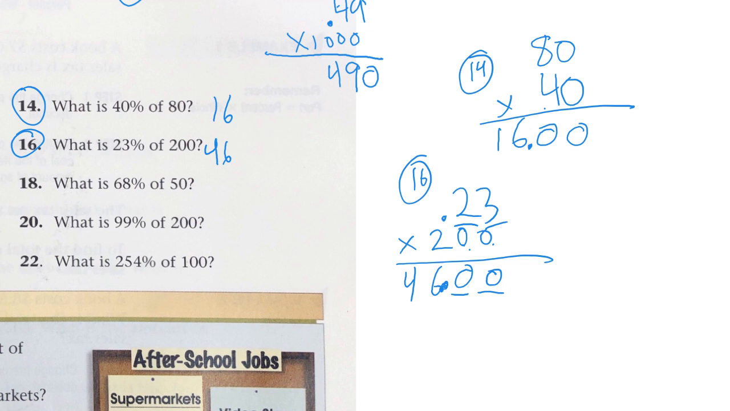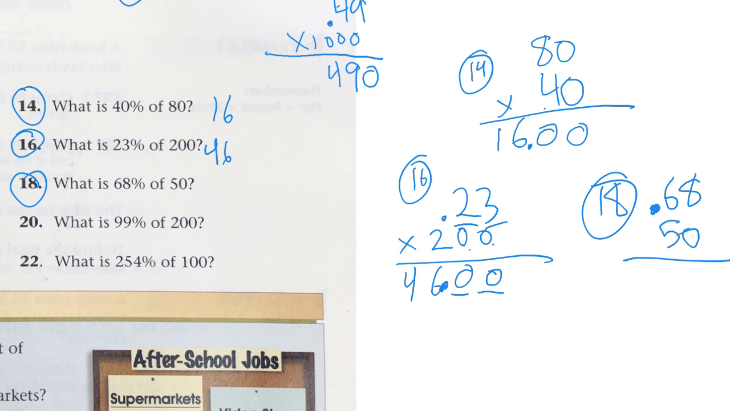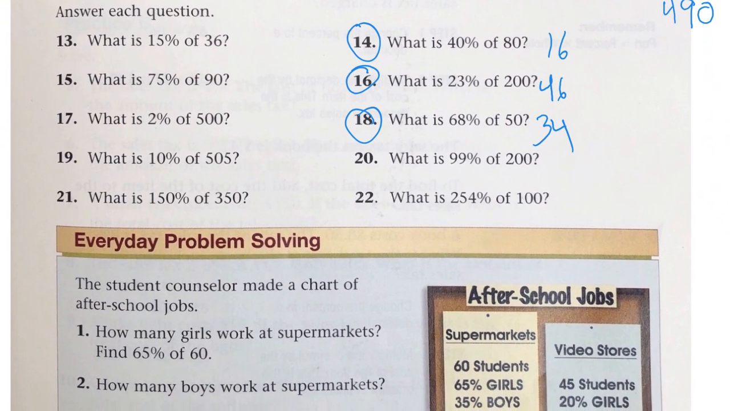So just remember, for step 1, you turn the percent into a decimal. Like 68% becomes 68 hundredths, the decimal. And then you multiply by the number that comes after "of," in this case, 50. There are 2 decimal places, so the product gets 2 decimal places. So 68% of 50 is 34. So that's how we work finding the part.